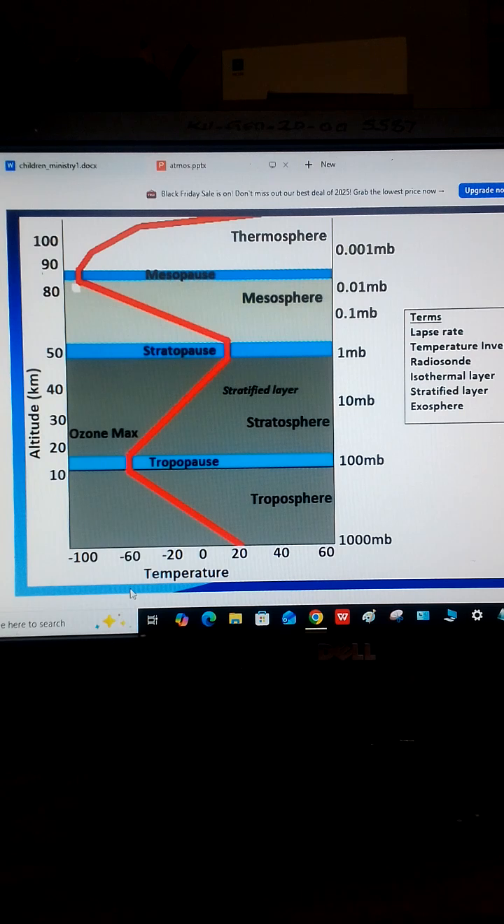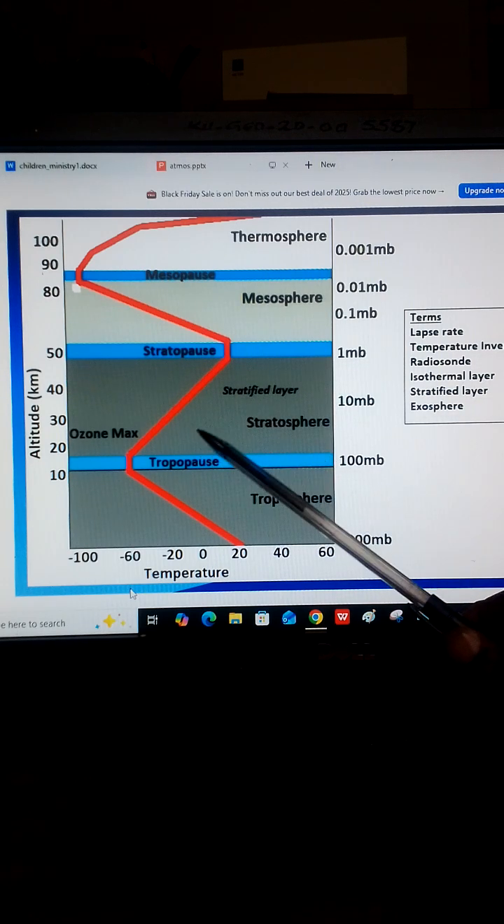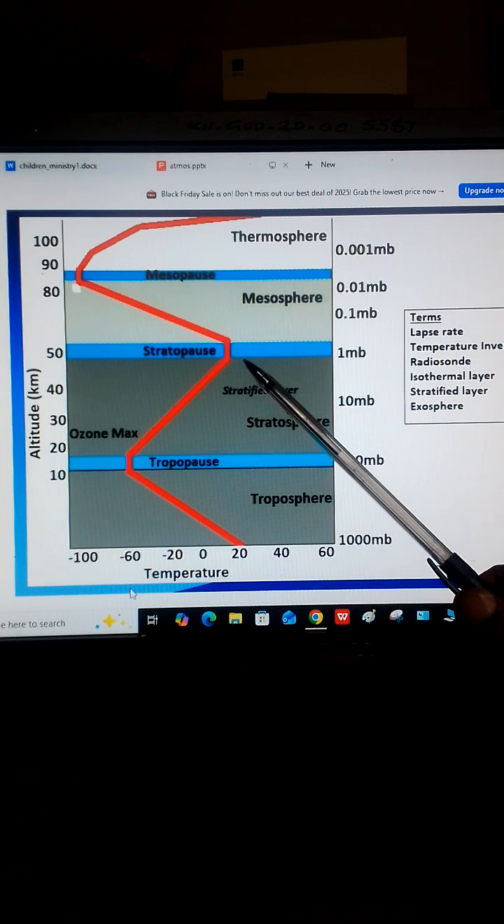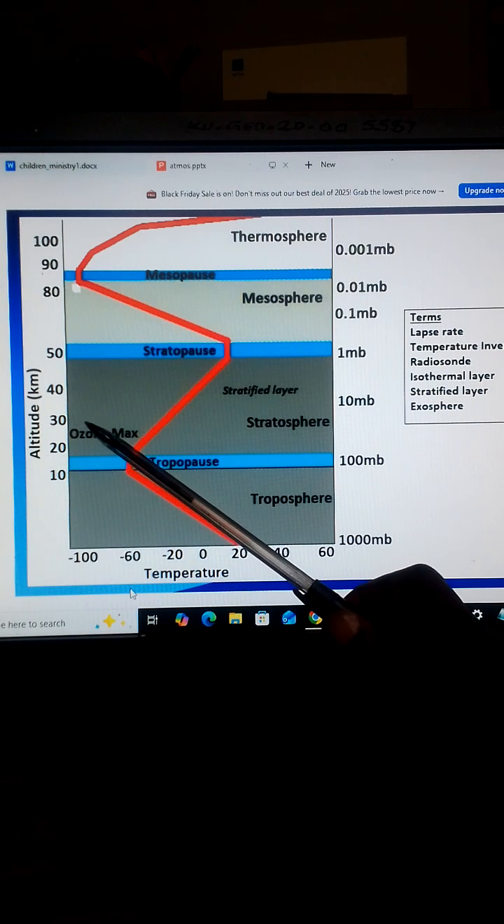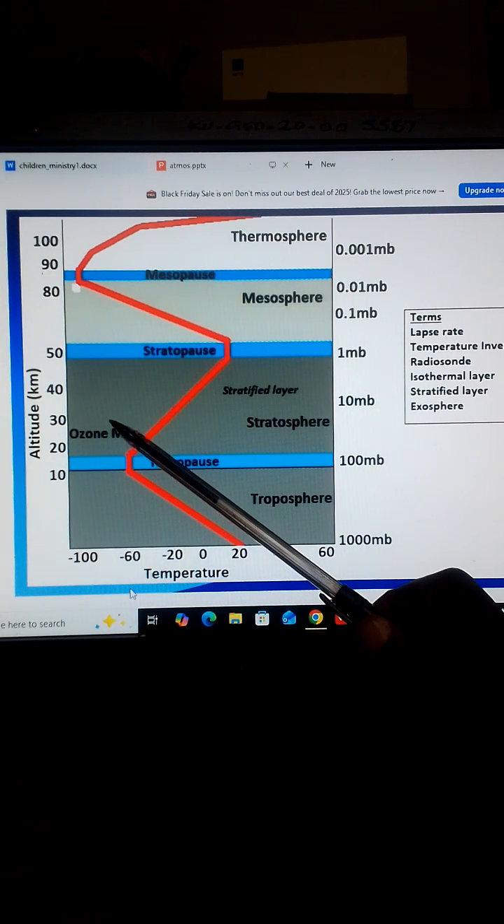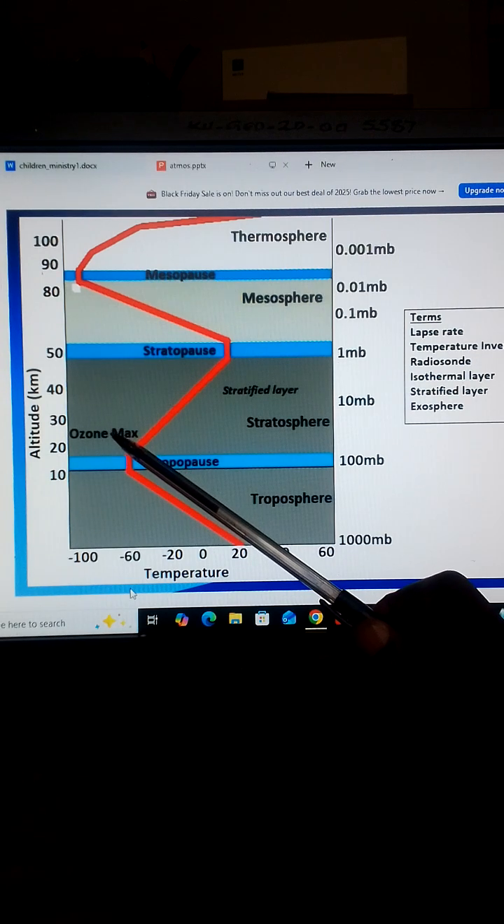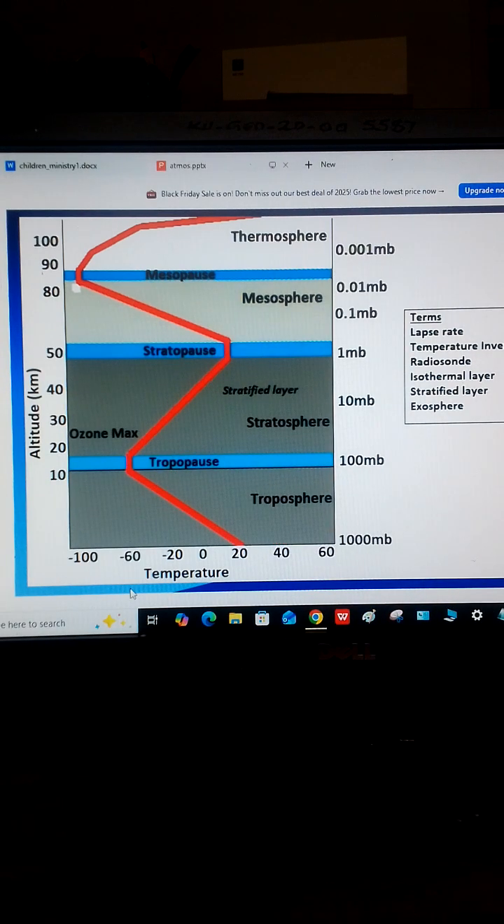And the inversion in the stratosphere is due to the presence of ozone gas, which absorbs ultraviolet rays, and for that reason, it absorbs energy, and some of the energy absorbed is used to heat the atmosphere here. That's where we have temperature rising with the height. And between 20 and 30 kilometers in the stratosphere, that's where we have the maximum concentration of ozone, the ozone layer.